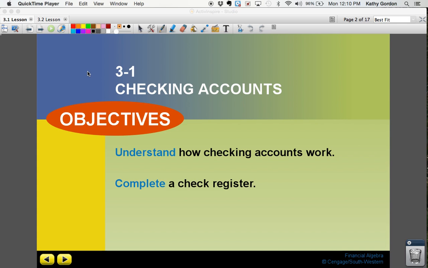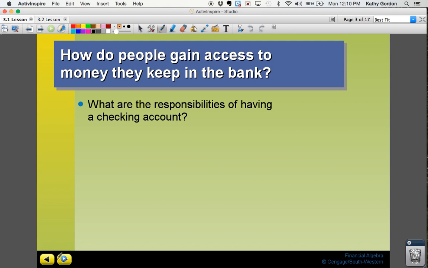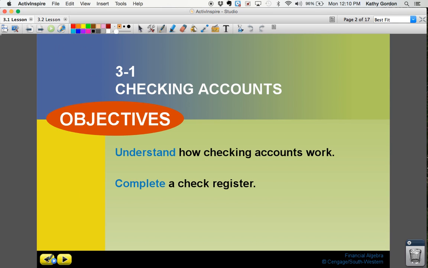Okay? So first of all, actually before we get to that, in your book, one of the things I asked you to pay attention to, not necessarily write down or write out as vocabulary, but just pay attention to, were the different types of checking accounts that were available. So going back to that for just a minute, what were some differences among the different types of checking accounts?